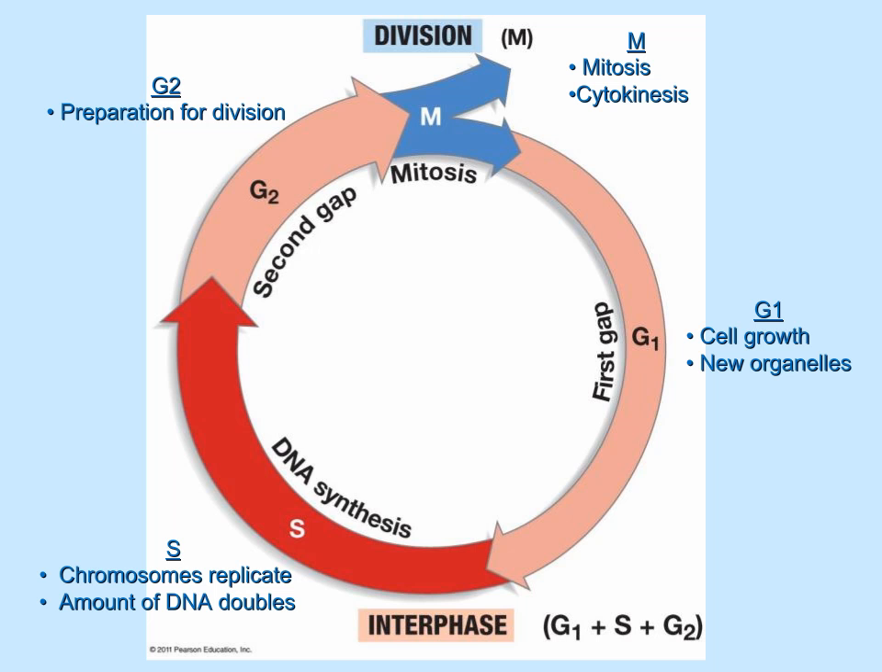In the M phase, we have cell division. Mitosis refers to the division of the nucleus, while cytokinesis refers to the division of the cytoplasm to make two new daughter cells. If the cell cycle were a period of 12 hours, G1 would be about 5 hours, S would be 4.5 hours, G2 would be 2 hours, and the M phase would be 30 minutes.